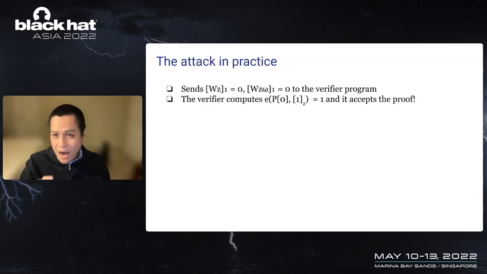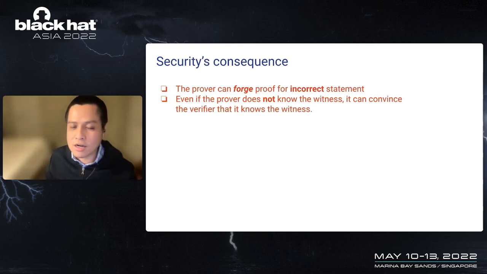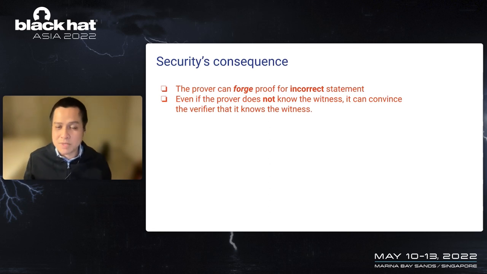Before talking about why it happened, I want to talk about the consequence first. The consequence is the prover can forge a proof for any incorrect statement. That's really critical. The second consequence is even if the prover doesn't know anything about the private input or the witness, the verifier is convinced that the prover actually knows the witness. So this attack is devastating. Basically, it causes the zero knowledge proof to become useless.